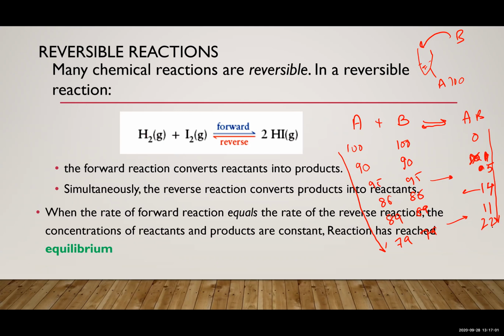But the other thing you will see is that the increase is slowing down, and eventually at a certain percentage, let's say 62 and 38, whatever goes forward, the same comes back. So then the number does not change. That stage is known as equilibrium. So at equilibrium, maybe 10 go forward and 10 come back, so the overall number never changes. This is known as the equilibrium stage.